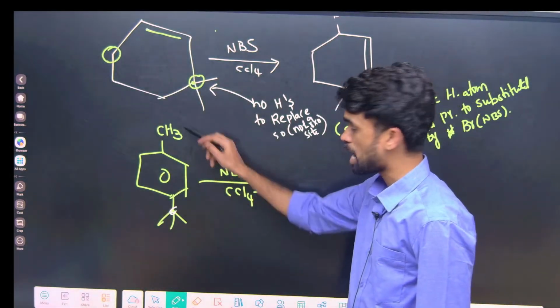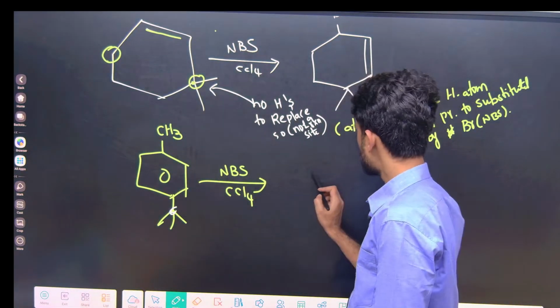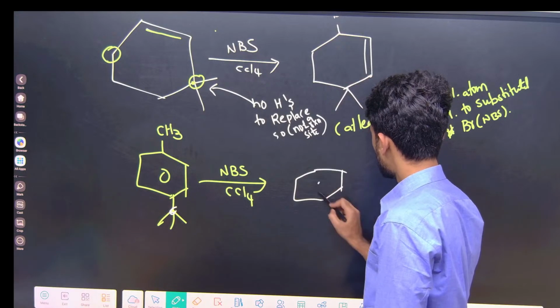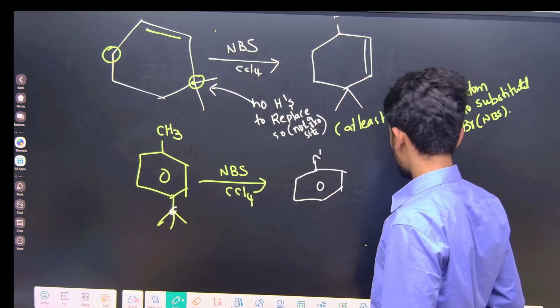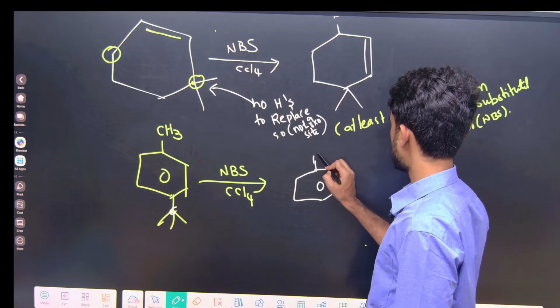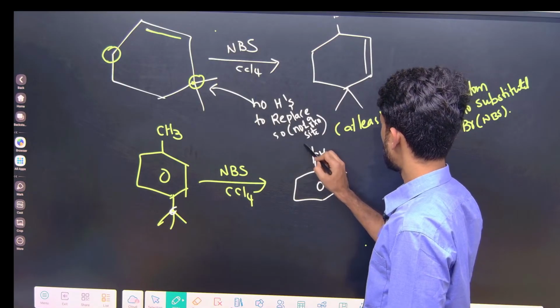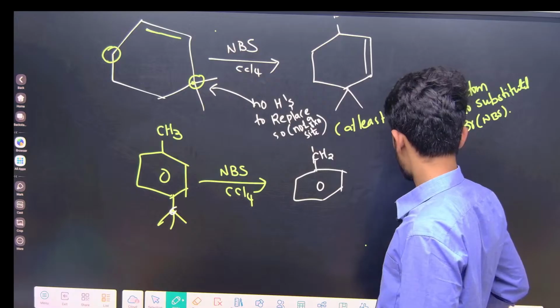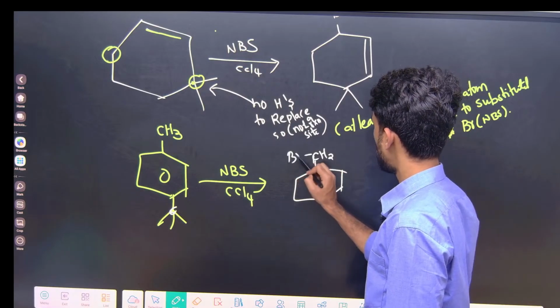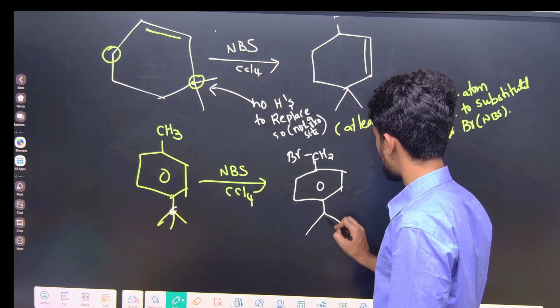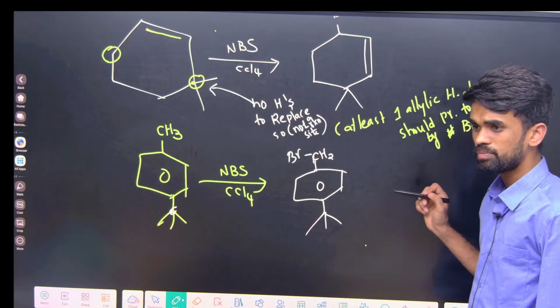So now tell me where it happens, only on the above side. So the product formed will be CH3, CH2, Br, and here no reaction, it remains as it is. Okay, is this clear? That's it.